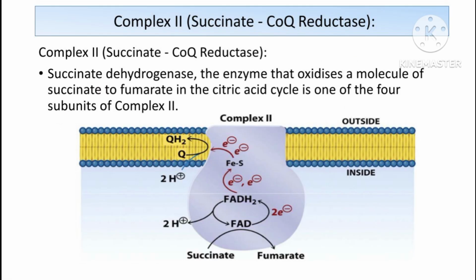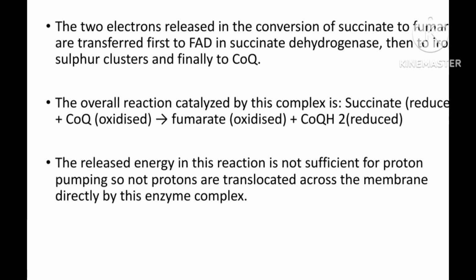Complex 2 accepts electrons from FADH2, which is produced in the Krebs cycle in the succinate to fumarate conversion step, and then the electrons are transferred to the iron sulfur cluster in complex 2 and then accepted by ubiquinone. Ubiquinone carries electrons from complex 1 as well as complex 2 to complex 3.